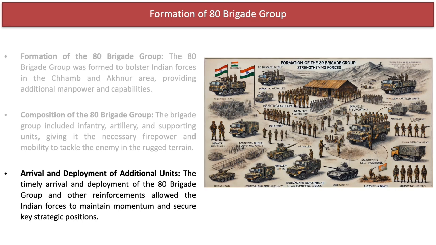Ladies and gentlemen, with the 80 Brigade Group in place, the Indian Army could maintain the momentum they had built up in earlier battles. They launched coordinated attacks to seize control of strategic points, leveraging the fresh manpower and capabilities of the reinforcement. The additional artillery provided much needed firepower to break through enemy fortification, while the infantry pushed forward to capture and hold ground. Supporting units ensured that the logistics were in place to sustain these operations, keeping the troops supplied and ready for action.